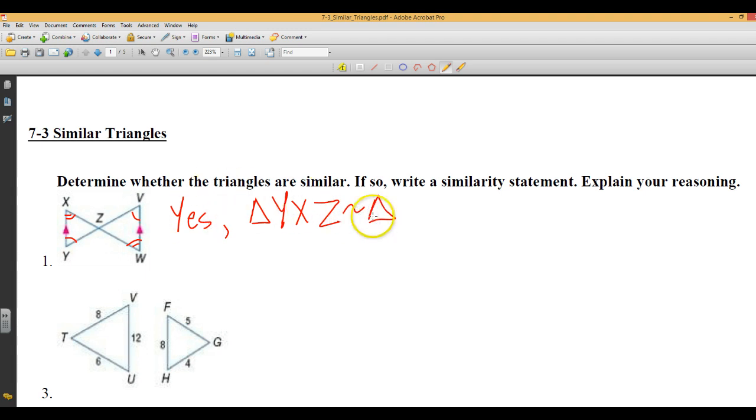So as I write the names, I want to make sure to go in the same corresponding order. So if I start with y here, y, x, z, then I need to start with v here, so v, w, z.